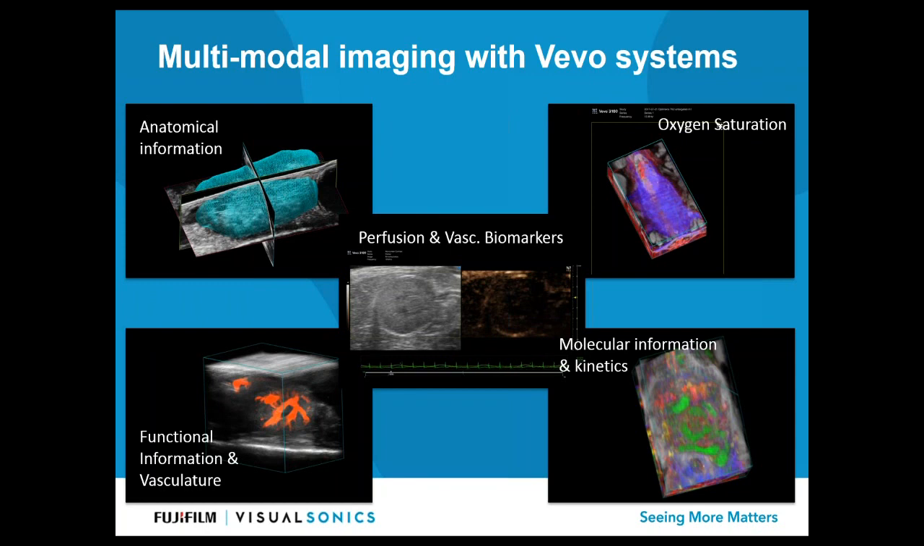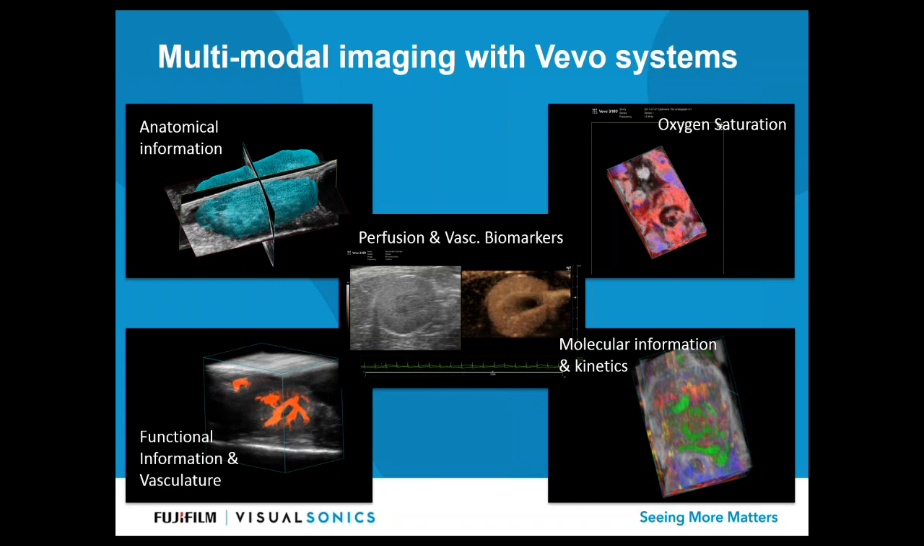So here you have the full overview. Using the whole imaging capabilities of the Vevo systems, you can really go starting at the anatomical information, adding functional information, studying perfusion, and then using the photoacoustics, you could also go more into molecular information, looking either at endogenous signal like oxygen saturation, or also study molecular information and kinetics here.